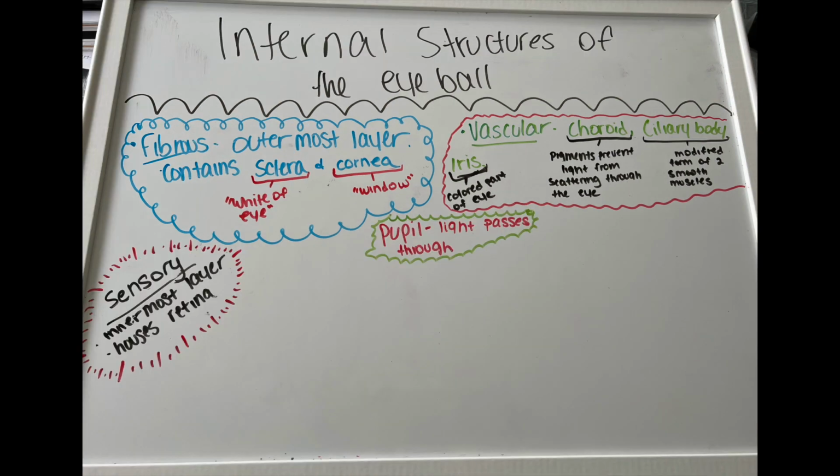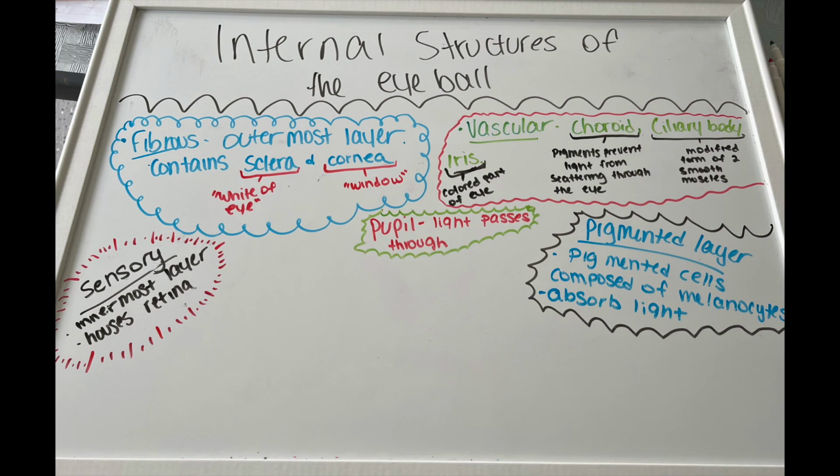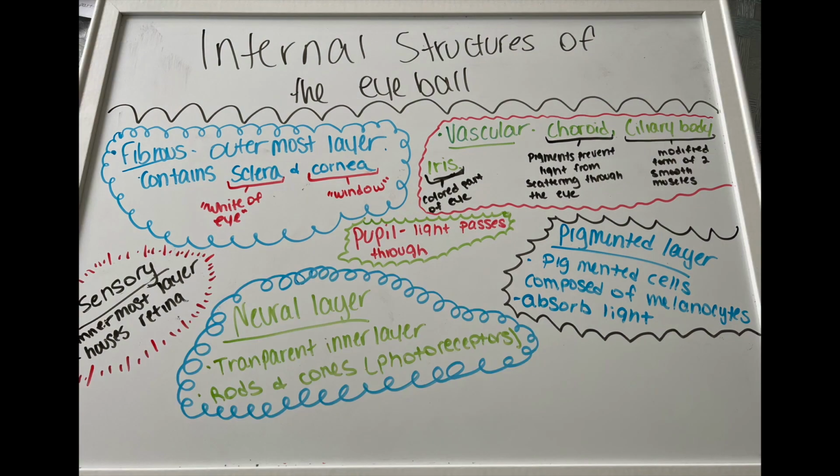The innermost sensory layer of the eye is the delicate 2-layered retina, which extends anteriorly onto the ciliary body. The pigmented layer of the retina is composed of pigmented cells that, like the choroid, absorb light and prevent light from scattering inside the eye. The neural layer is a transparent inner layer of the retina and contains millions of receptor cells, rods and cones, which are called photoreceptors because they respond to light.